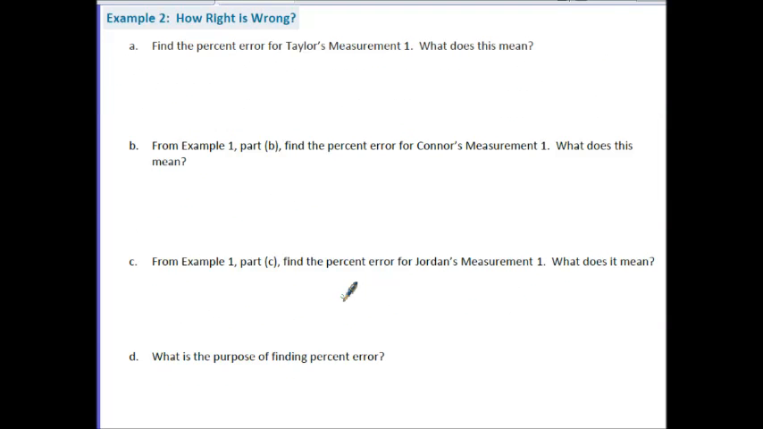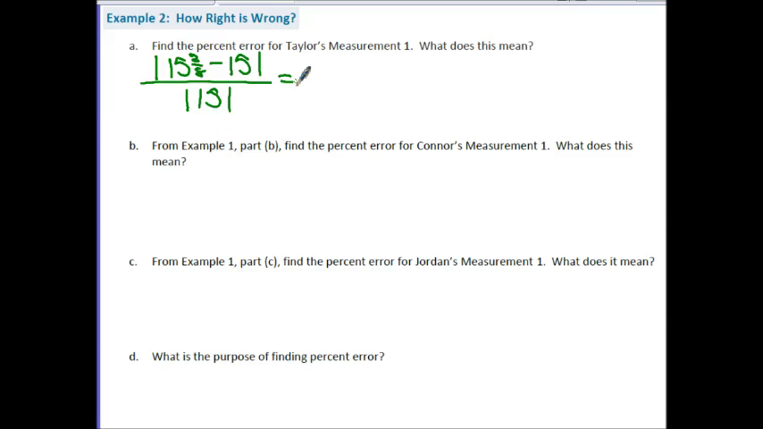Continuing on to example 2, we're going to be looking at the same scenario of the 15-inch diagonal length of a computer monitor and the measurements for the three students. Part A says to find the percent error for Taylor's measurement, and what does this mean? We already know our formula is the absolute value of the measured, which we found in our previous problem to be 15 and 2/8, minus the actual measurement, which is 15 inches, divided by the actual, which we just said is 15.